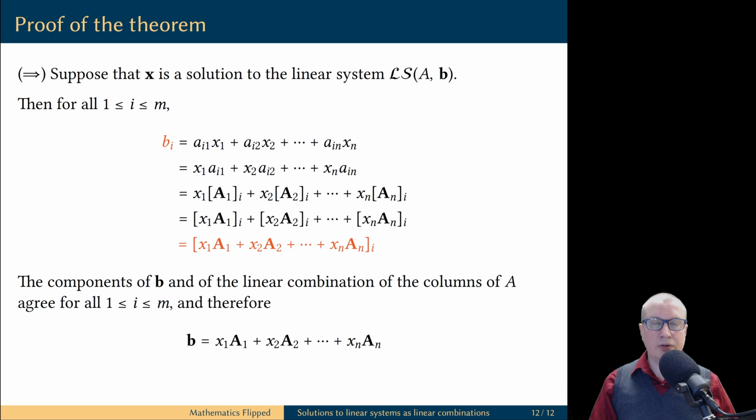In the next video in this series, we will discuss the vector form of solutions to linear systems and how null spaces can be used to describe solution sets to non-homogeneous systems.